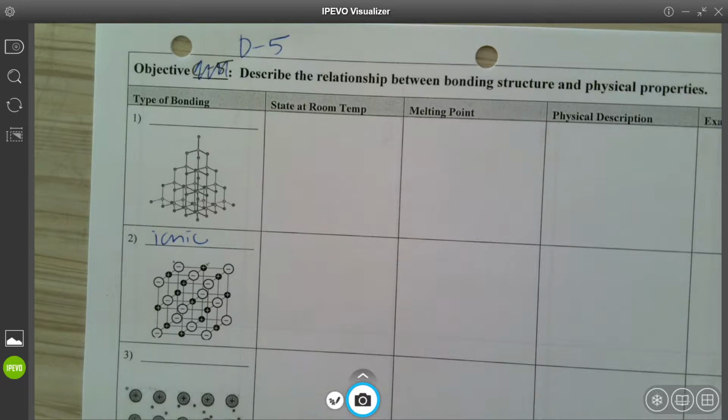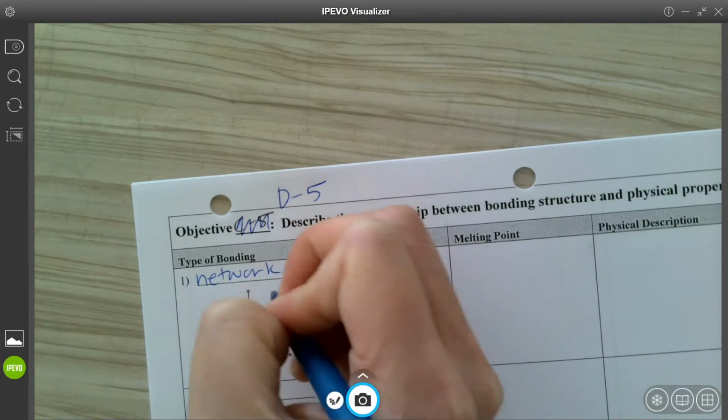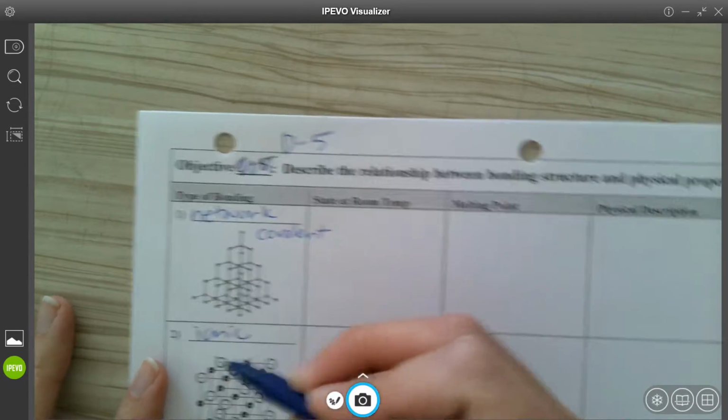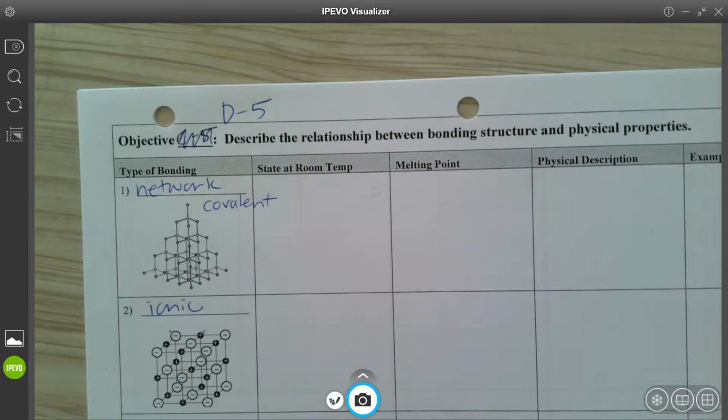Which one do you think is network covalent? Ashley, which one do you think is network covalent? Yep, number 1 is network covalent. Notice there's no ions in there. There's no positive or negative. It's just a bunch of atoms, and each line represents a covalent bond, okay?